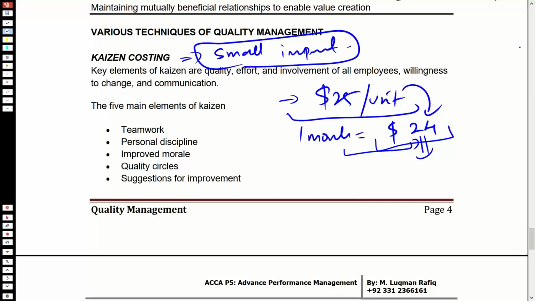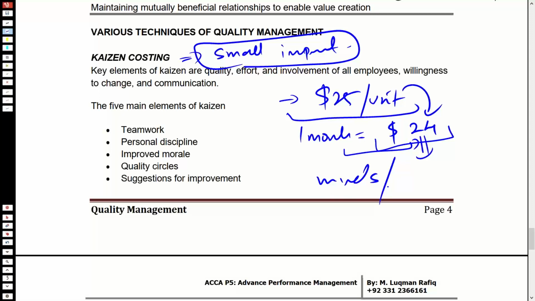Okay, now, so basically the employees, they would get motivated. Why would they get motivated? They would get motivated because they would think that this is something doable. They would actually be trying to apply their minds, apply their brains, and try to reduce this cost somehow or the other.